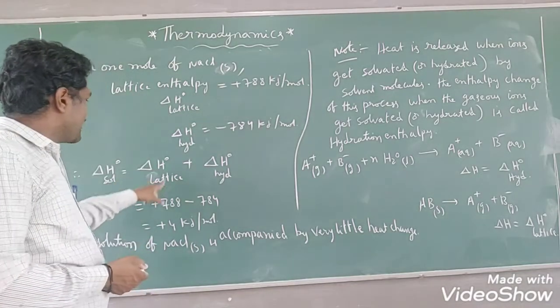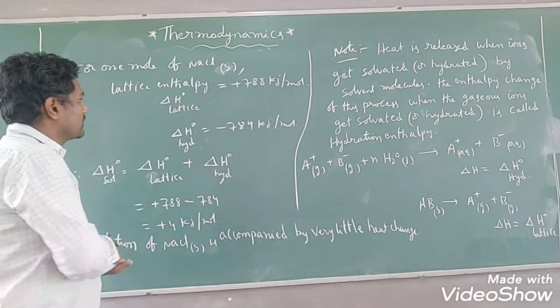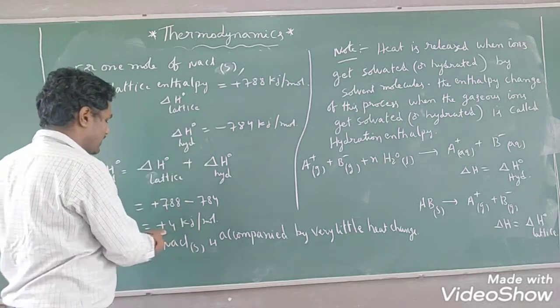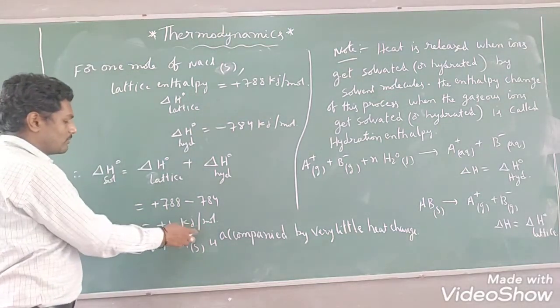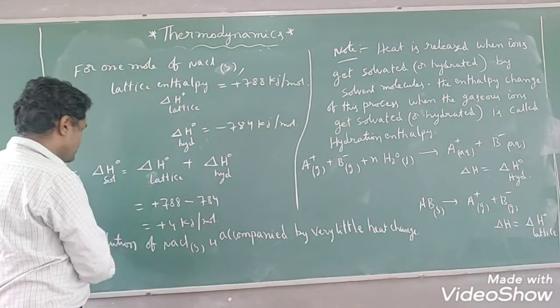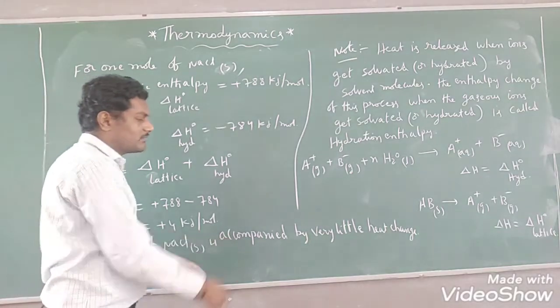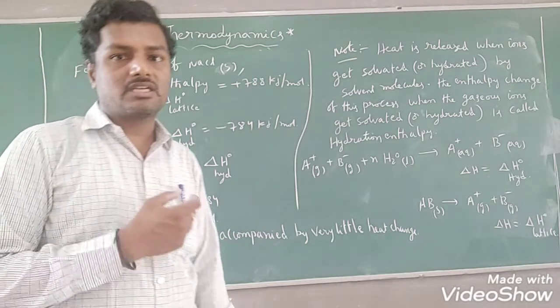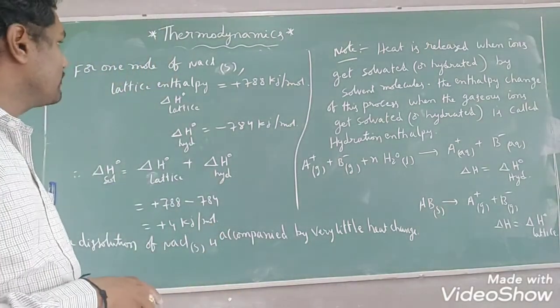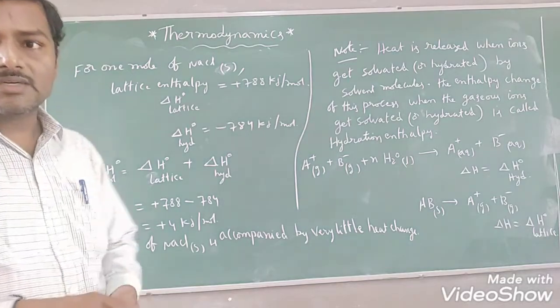It is the sum of lattice enthalpy plus hydration enthalpy. You can substitute these values and you will get plus 4 kilojoule per mole. This is a very small value. So the dissolution of NaCl is accompanied by very little heat change. This is about enthalpy of solution, students, right?